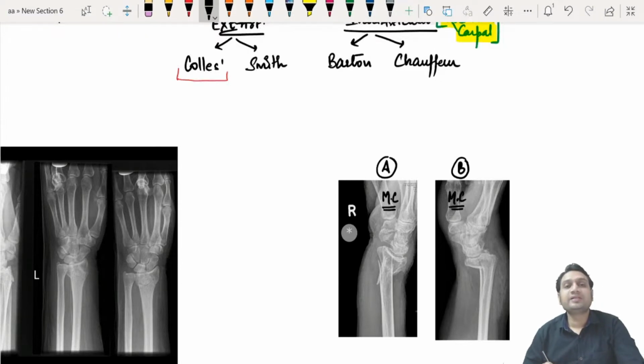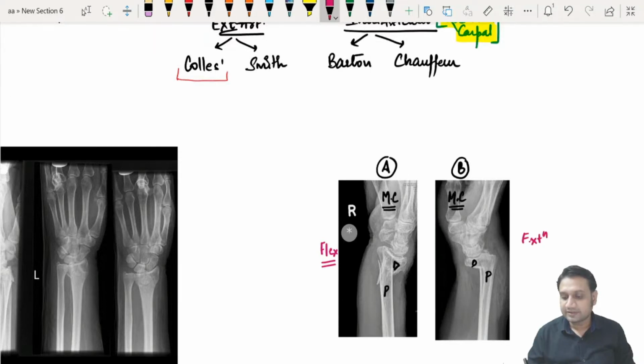Now the second thing to be seen is the displacement, where it is going. Palmar or dorsal displacement means another basic concept. Whenever you talk about a displacement, you have to see where the distal fragment is going. Like in this particular case, this is the distal fragment and that's the proximal fragment. If you see very clearly, this is the front side, that is the flexor side of the wrist, and this is the extensor side of the wrist, correct? Now see where the distal fragment is going.